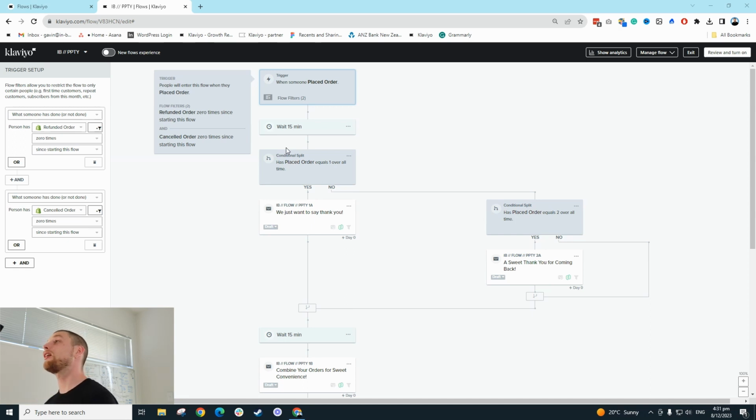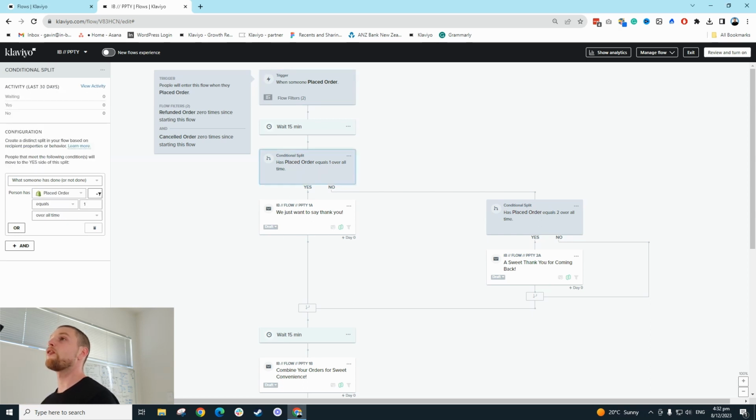Now, I've got a conditional split right after this 15-minute delay that splits people up based on their order history. So if they've placed an order equals 1 over all time, we're going to send them down the left-hand side. And if it's more than 1, we're going to send them down the right-hand side.